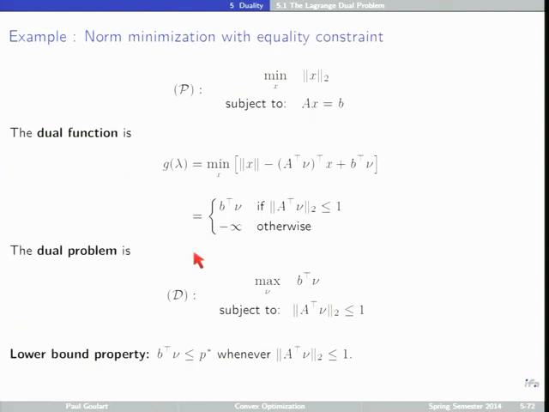Okay, so here's a second example, because it's important to be comfortable with the mechanics of this process. So I start with the primal problem: minimize the 2 norm of a vector, subject again to an equality constraint, just an equality constraint this time. And what I do is I write down the Lagrangian first.